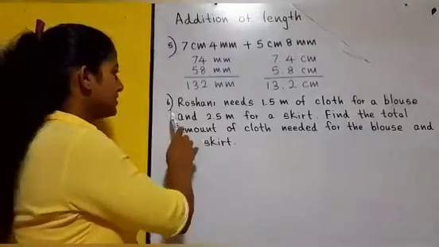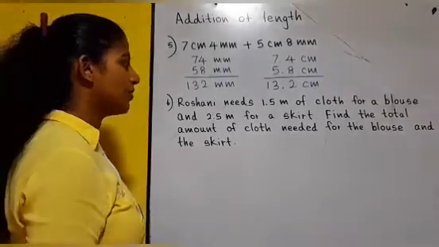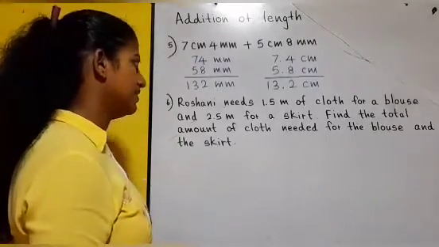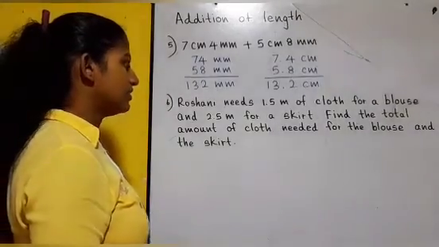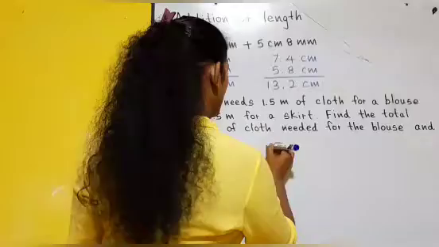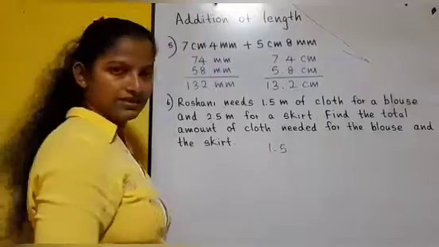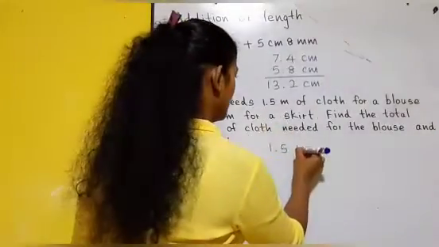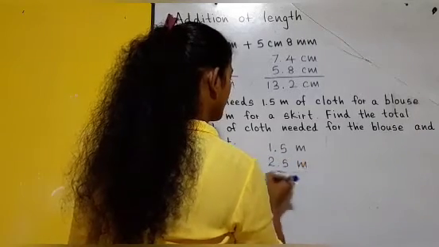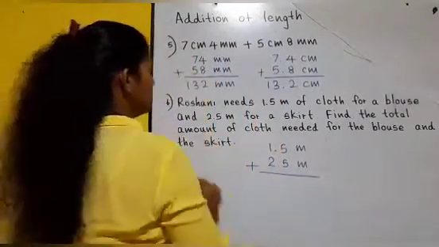Then we look at the sixth example. Roshani needs 1.5 meters of cloth for a blouse and 2.5 meters for a skirt. What is the total amount of cloth needed for the blouse and the skirt? We can do the addition by adding as decimal numbers, 1.5 meters, then 2.5 meters. Addition. You have to put the addition mark.